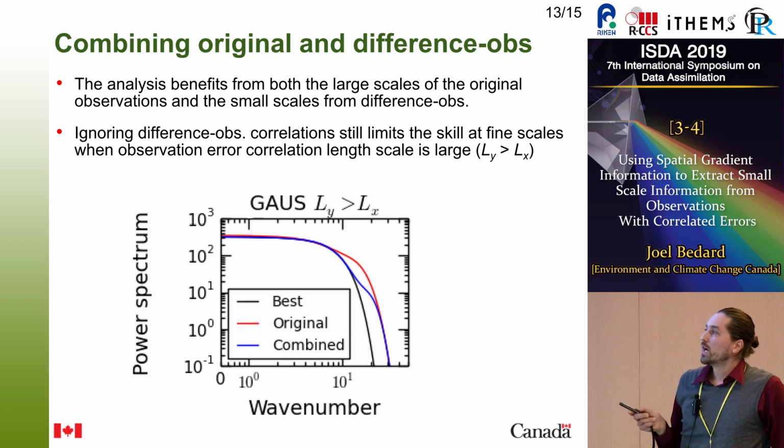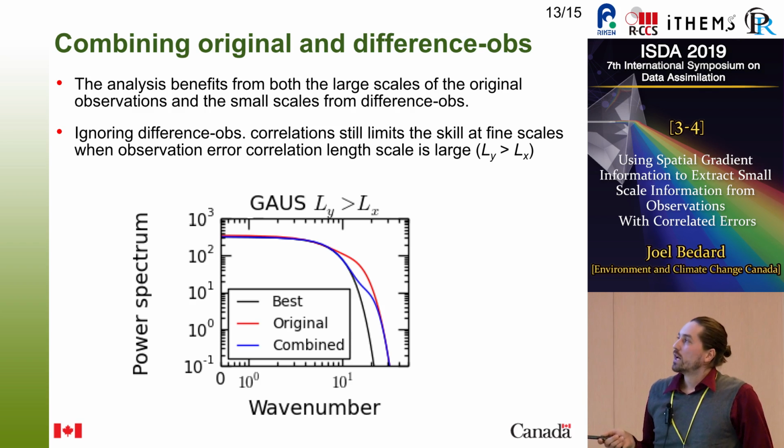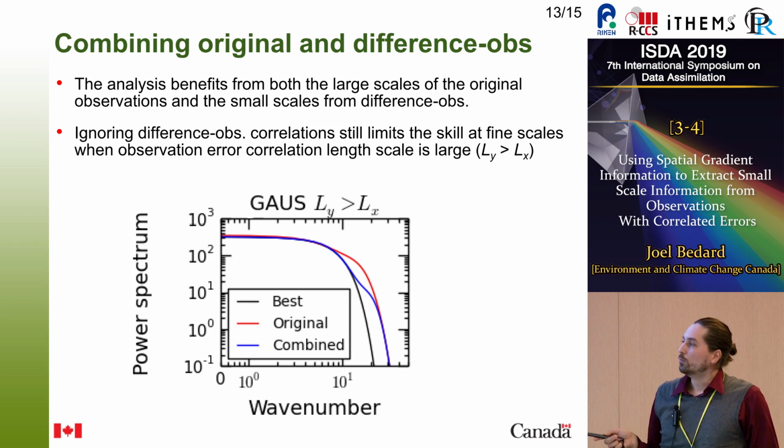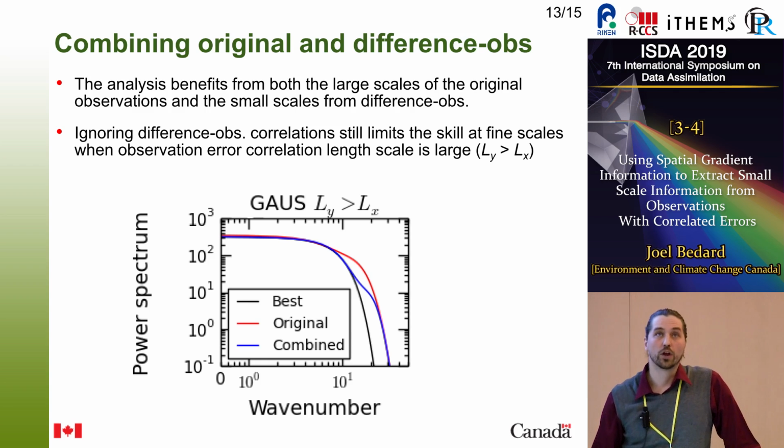We have to keep in mind that we're neglecting the residual correlation that we have in the difference observations. So we still don't do super well at the very fine scale because we don't have information at those scales, or we underfit them.